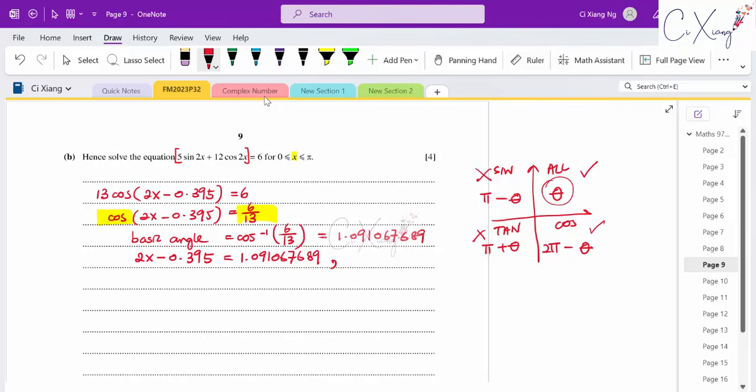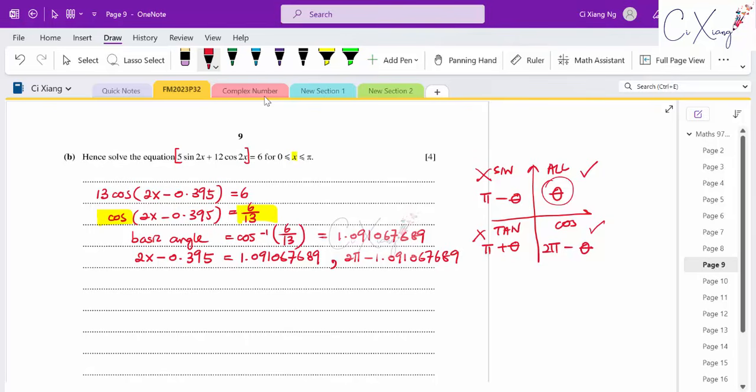To get the answer from this quadrant, you need to take 2 pi, then minus the basic angle that you found out just now. So I will take 2 pi minus 1.091,067,689. And then from that, I will get the value. Alright, so we can take 2 pi, then minus 1.091,067,689. Okay, so this shows that I'm getting the answer from the fourth quadrant.